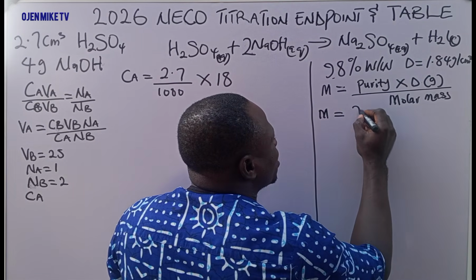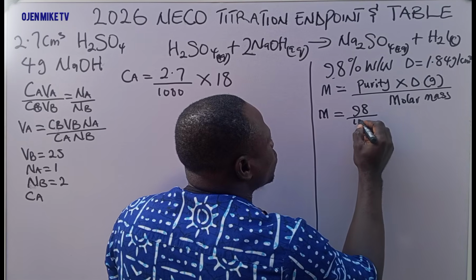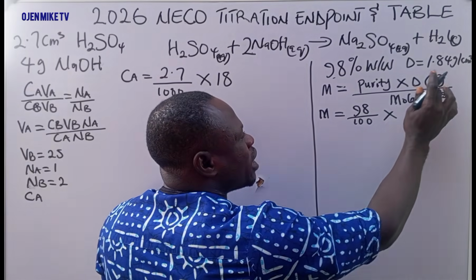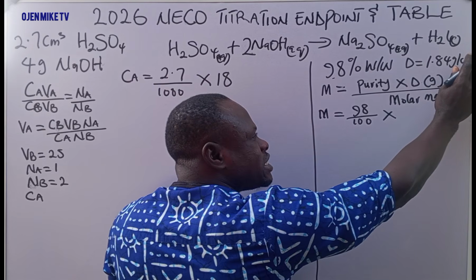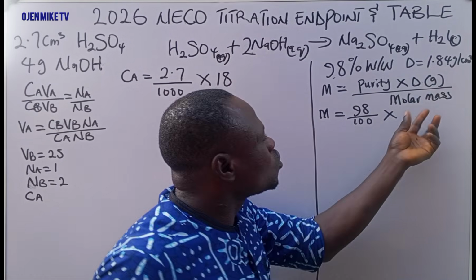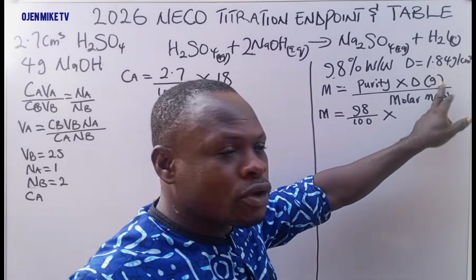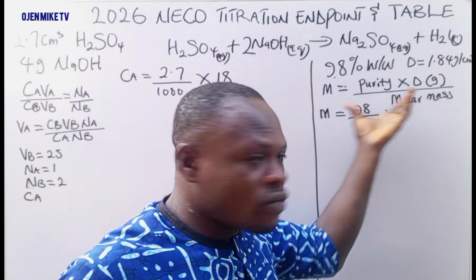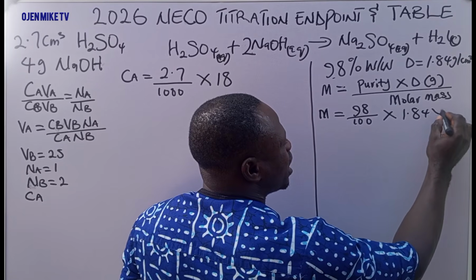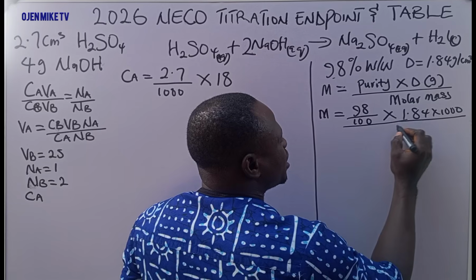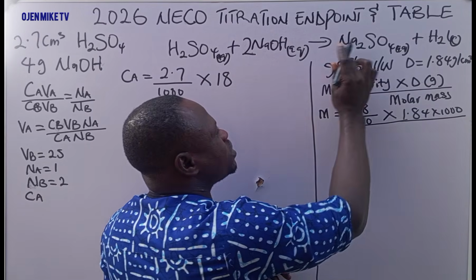Now we have percentage 98 divided by 100, multiplied by density, which is in grams per cm cubed. We need to convert this gram per cm cubed to grams, because everything we are doing here, we are looking at grams. We have different methods of solving this, but let me do 1.84 times 1000. We convert it into grams. At the end, we divide by the molar mass of this acid.